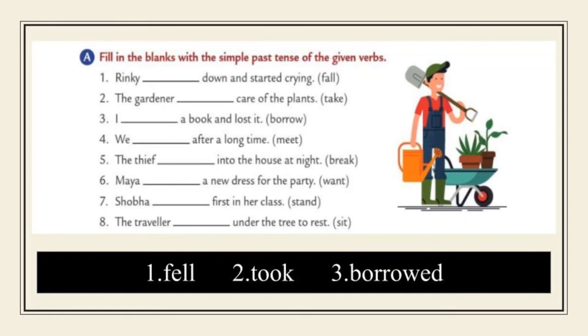And the second one is the gardener dash care of the plants. The given verb is take. What is the past tense of take? Yes, you're right, that is took. The gardener took care of the plants. And the third one is I dash a book and lost it. The given verb is borrow. What is the past tense of borrow? Yes, borrowed. I borrowed a book and lost it. Students, the remaining ones you should write in your grammar book.